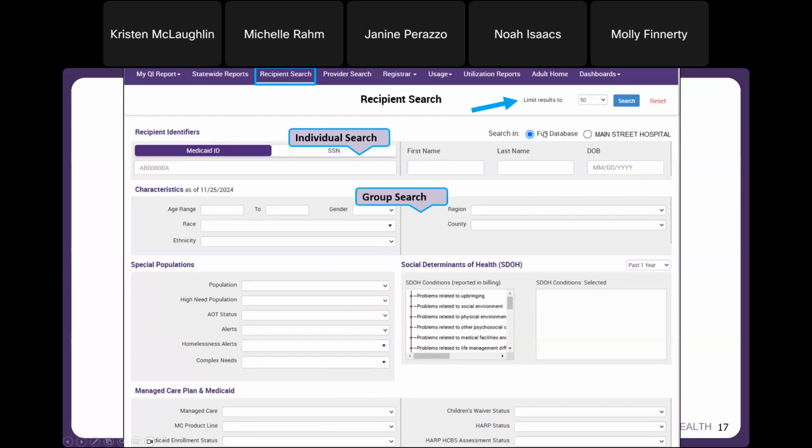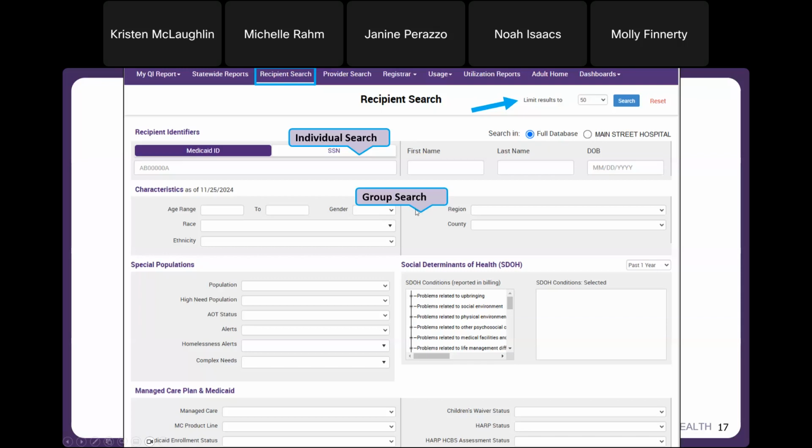You can search for those people, like maybe this is a brand new person who's coming into your emergency department, and you want to search the full database. Or if this is John Doe, who I've seen multiple times, instead of searching the full database, maybe I just want to look at Main Street Hospital because I know that's where he's been served. Underneath that section is the group search.